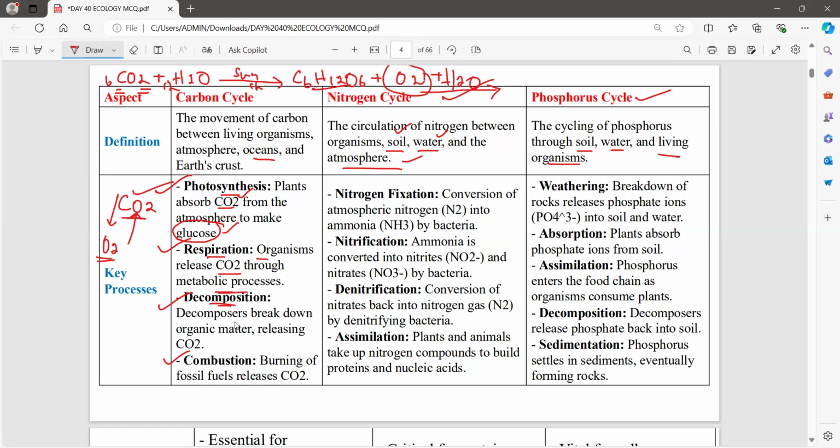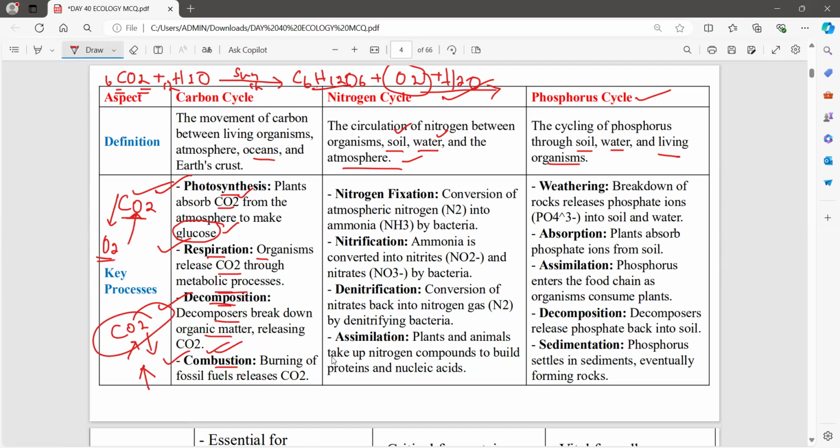Now, decomposition. Here, the decomposers break down organic matter, which releases carbon dioxide. So this carbon dioxide will be released as a byproduct. Now, what is combustion? Whenever we are burning something, definitely there will be the release of carbon dioxide. It results in an increase in global warming as a result of the greenhouse effect, right?